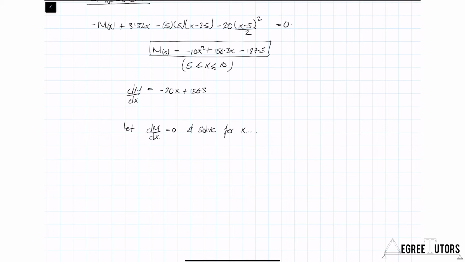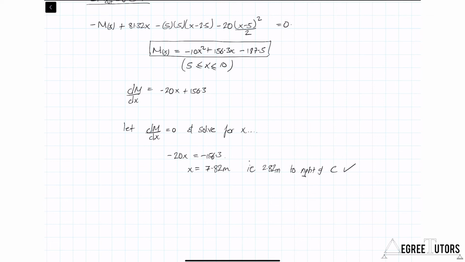So what do we end up with there? We end up with minus 20x is equal to minus 156.3, and so x is equal to 7.82 meters, i.e. 2.82 meters to the right of C, which is exactly what we got in the previous video. So let's just say i.e. 2.82 meters to the right of C, and we know that's correct.